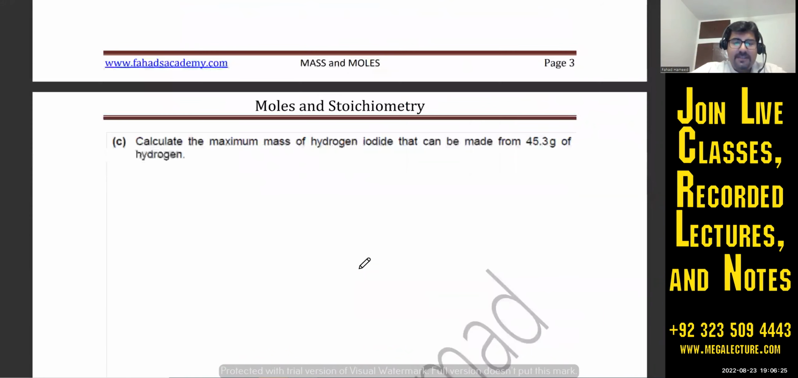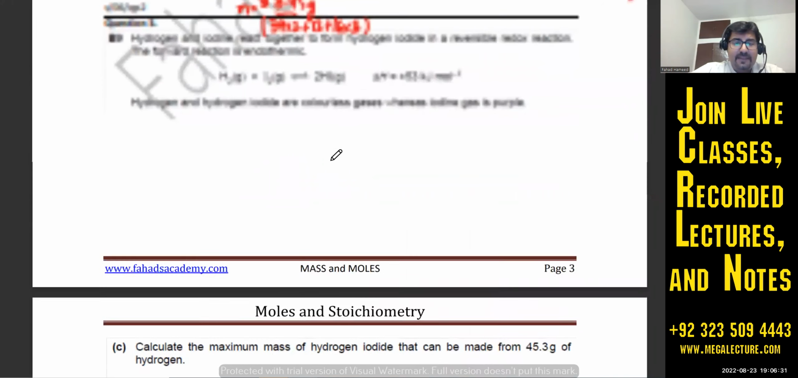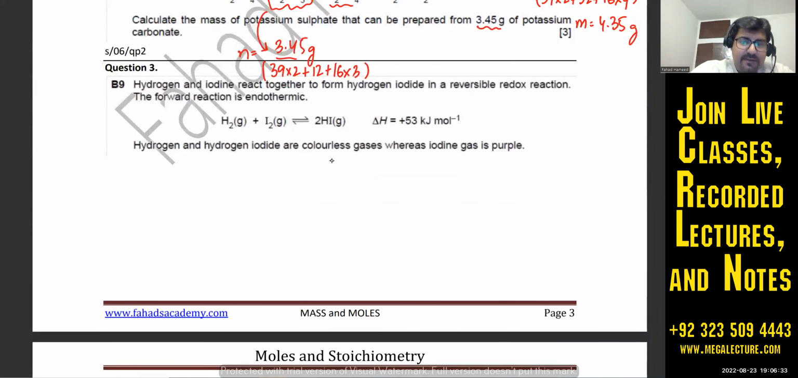As a next question, what he's asking is: calculate the mass of hydrogen iodide that can be made from 45.3 grams of hydrogen. So they gave us the equation, and they're asking to find out the mass of hydrogen iodide. The first thing, remember, the equation deals in moles. You have to find moles.